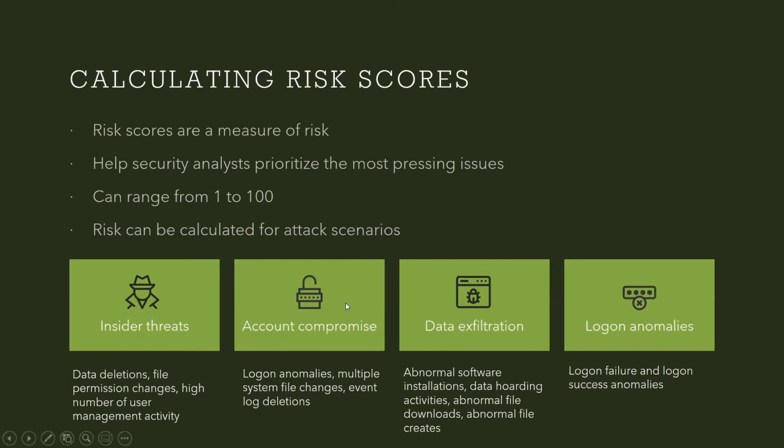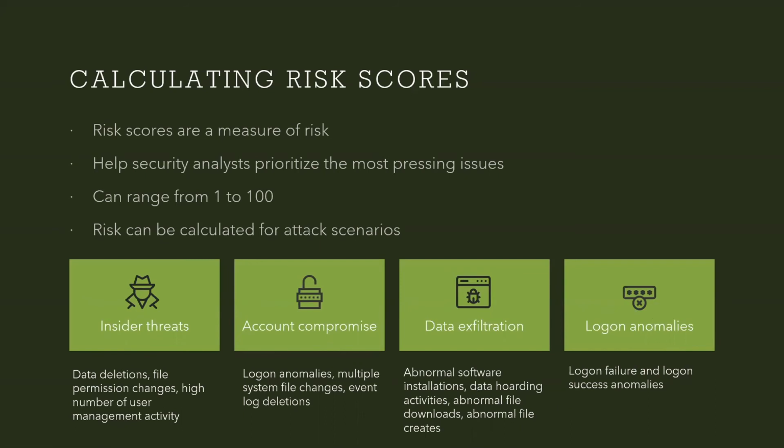For account compromise, we need to consider logon failure anomalies, multiple system file changes, and event logs being cleared unusually. And then finally, you've got logon anomalies. And here we may need to consider logon failure anomalies and logon success anomalies. And then for each of these possible anomalous activities, we'll need to give a weightage and a decay factor.